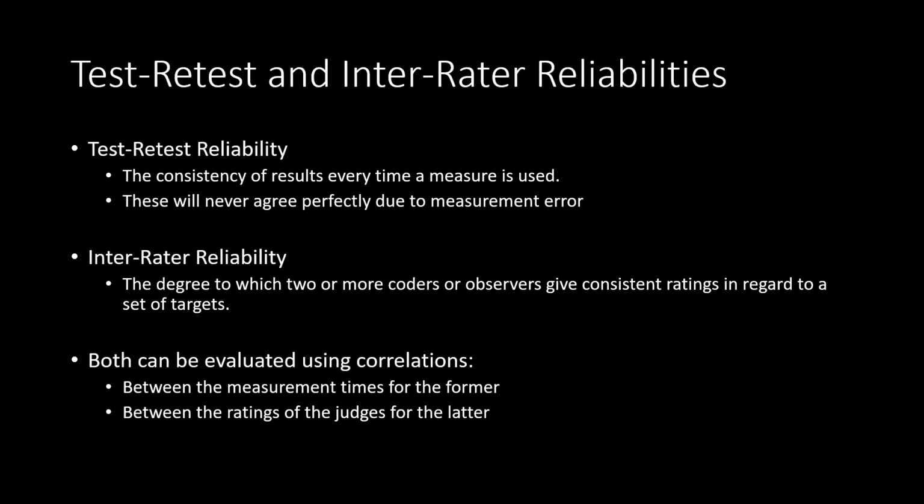So moving into the reliabilities, the first two that we'll talk about are somewhat straightforward. The first being test-retest reliability, which just refers to the consistency of results every time a measure is used. So this could be, I measure how tall a person is today, and then I measure how tall they are in a week. And hopefully they should be about the same height at both of those measurements, because people don't really change in height that much over the course of a week, especially when they're adults.